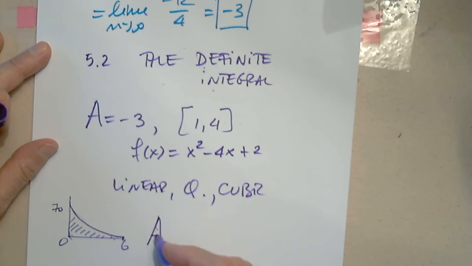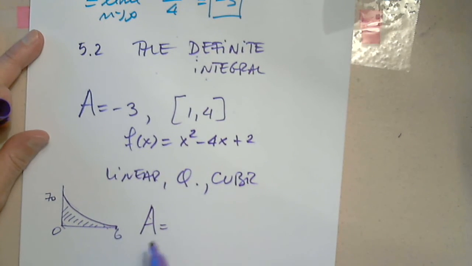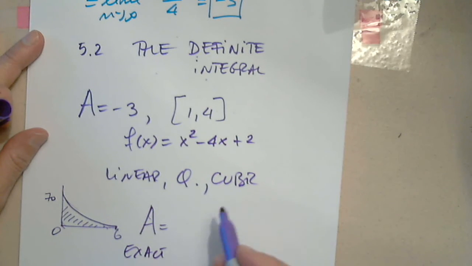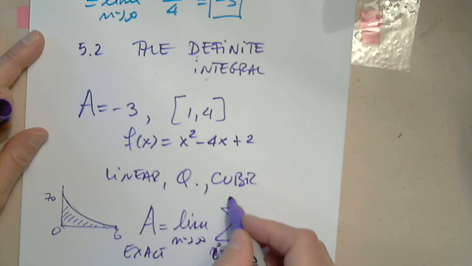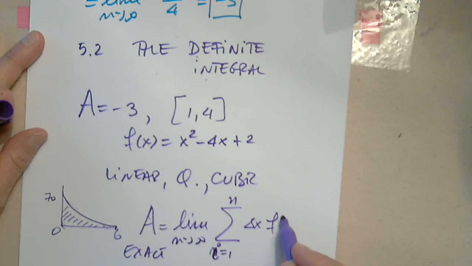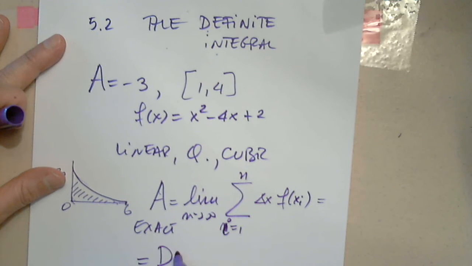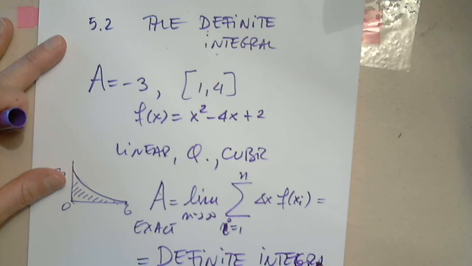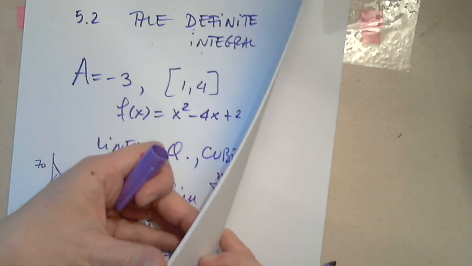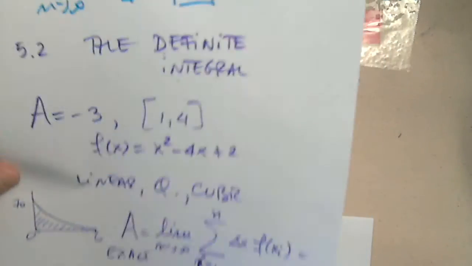Well, the exact area, as we know, is the limit of the Riemann sum from i equals 1 through n of delta x f of x i. But this is the same thing as the definite integral of the same function.